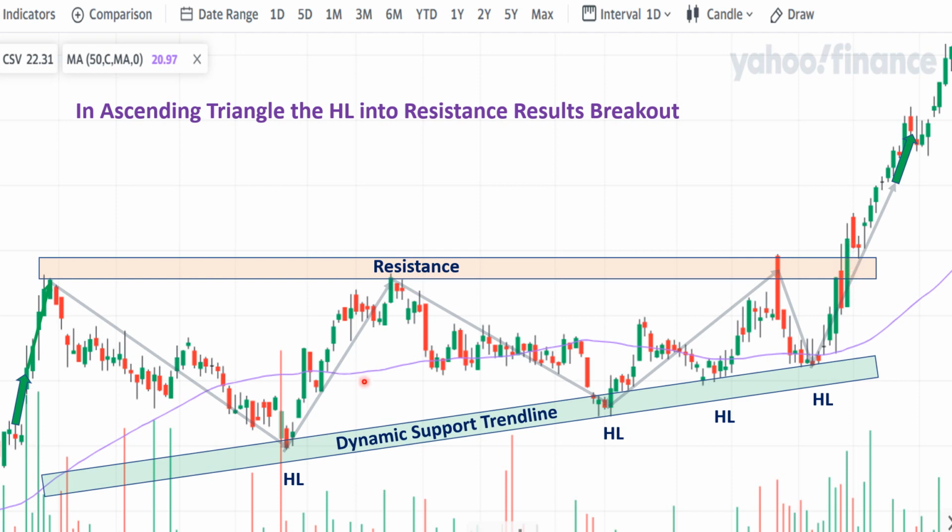Additionally, the SMA 50 provides further insight into trend behavior, initially showing an upward trajectory, followed by a period of consolidation indicated by this straight line, and finally a slope upward post breakout.